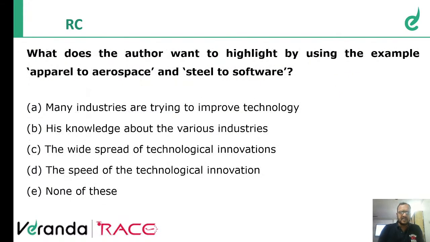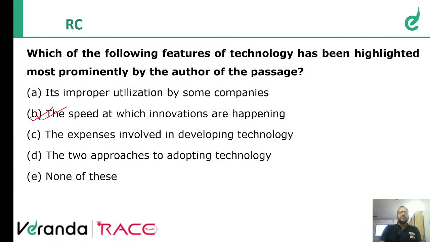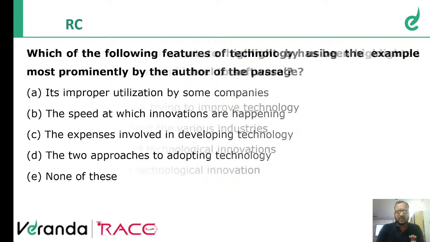The third question is about the speed of technological innovation. D will be the correct answer. From apparel to aerospace and steel to software, the pace of technology is quickening. So it is the speed of technological innovation basically. That will be the correct answer. Let's go to the previous question. Which of the following features of technology has been highlighted most prominently by the author of the passage? The speed at which innovations are happening. That's the main highlight of the passage. That's shown in the first line and the last part of the passage. Let's go to the fourth question.